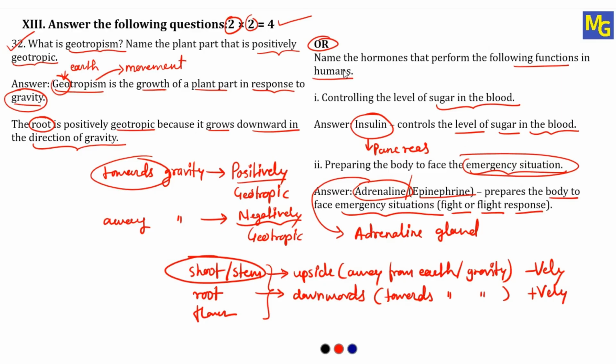In this question they have asked you to write only the name. So if you write only insulin and adrenaline, you will get the full mark. No need to explain in sentences. I have given this extra information to help you prepare for your final exam. But remember, writing insulin and adrenaline is enough for this question. Now we'll see the next question.